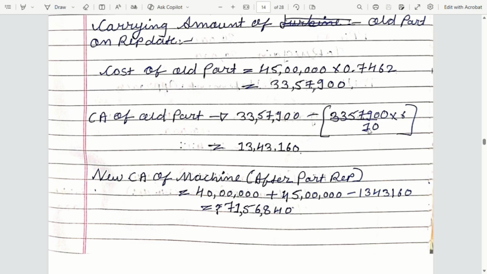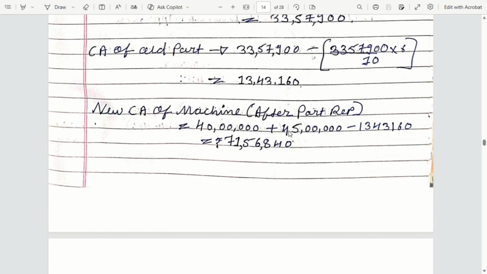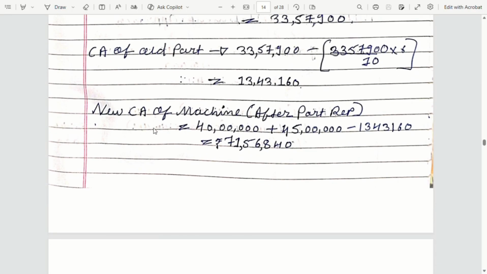So in depreciation we need to be a little careful. Here we cannot take directly 6 years. We have to take the total useful life of the asset, which is 10 years, and among that we are going to take the 6 years depreciation. So we reduce that much depreciation, and we get the cost of the old part, which is 13 lakh 43,160.